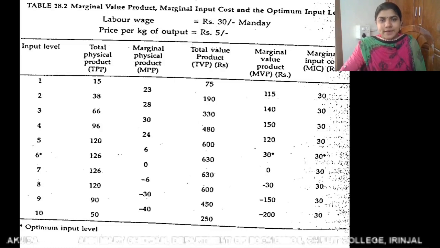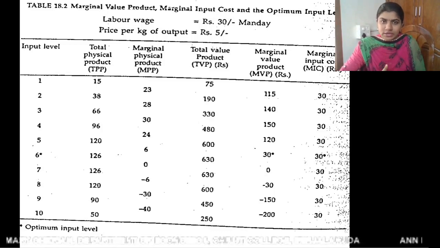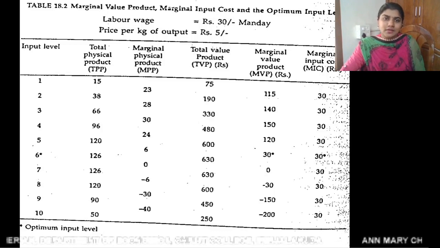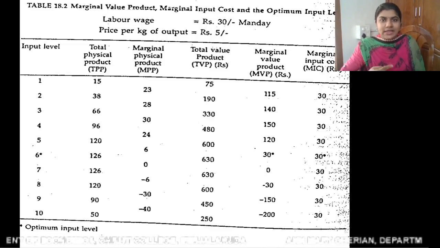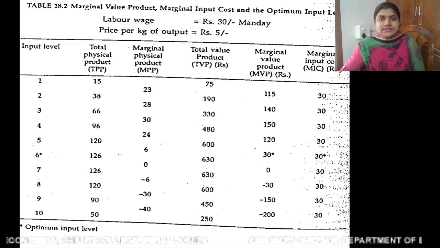Then we have to get MIC, marginal input cost. Marginal input cost is the cost of one variable input. We are only using one variable input here, that is labor. And per day, labor cost is 30 rupees. So marginal input cost is 30. By adding one variable input, the cost incurred is rupees 30. So MIC will remain 30.